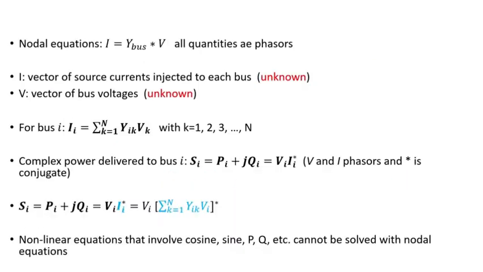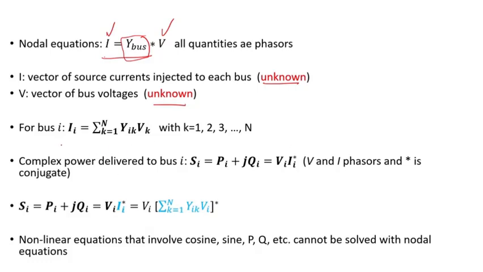So nodal equations, if you have this form, for instance, current is Y bus times the voltage vectors. But the problem is, in a power system, we don't know current, we do not know voltage. All we know is the Y bus. The current injected at each bus is unknown, voltage is unknown, so we cannot solve this equation. So then what do we have to do? We have to use some other methods that I'm going to talk about.